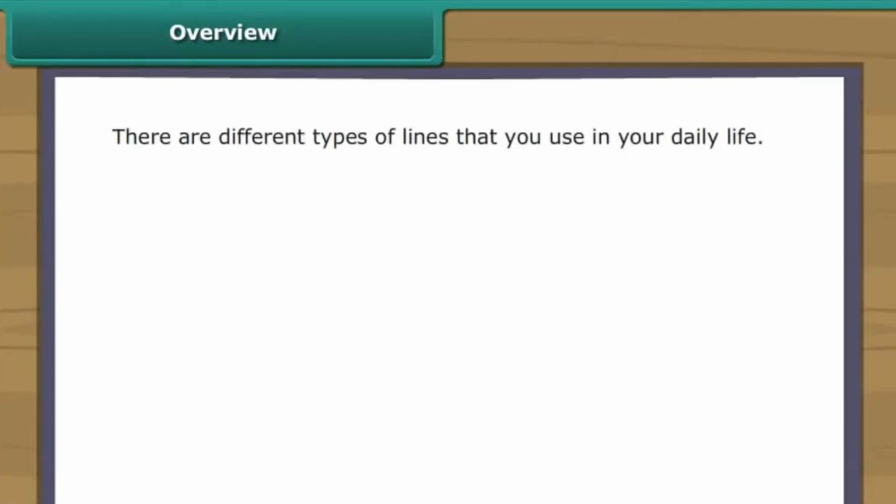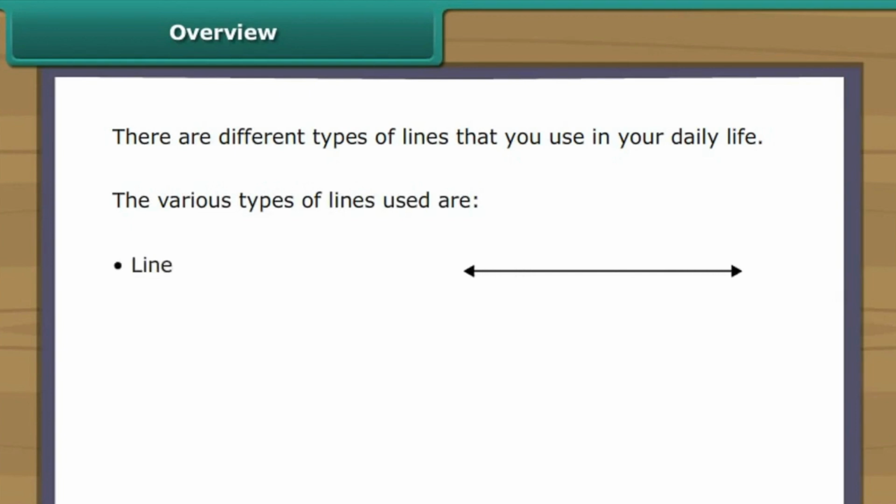Overview. There are different types of lines that you use when you create a simple picture. You can create a simple house, a sun, and so on, and you use the simple lines to denote these pictures. Let us look at the various types of lines used. Line. A line has no beginning and no end. You can stretch a line infinitely in both directions.